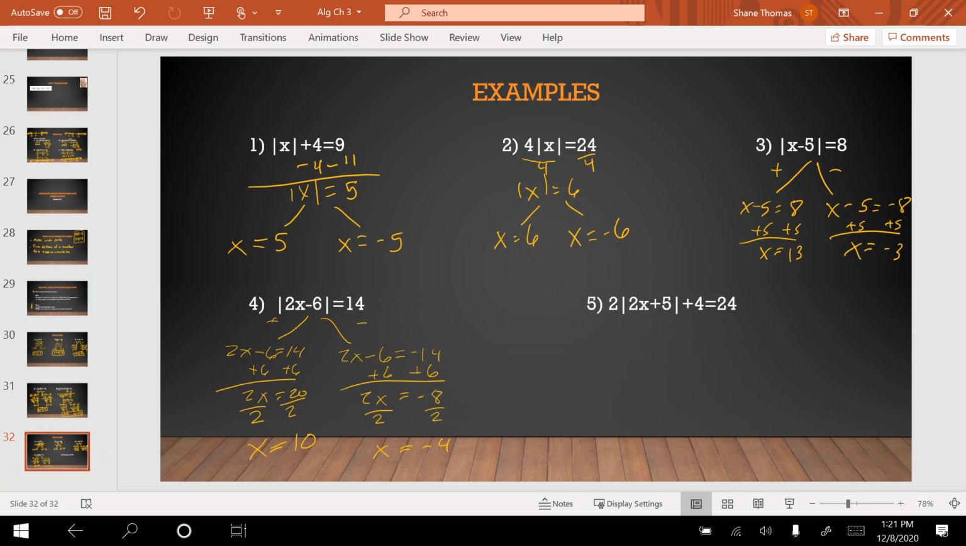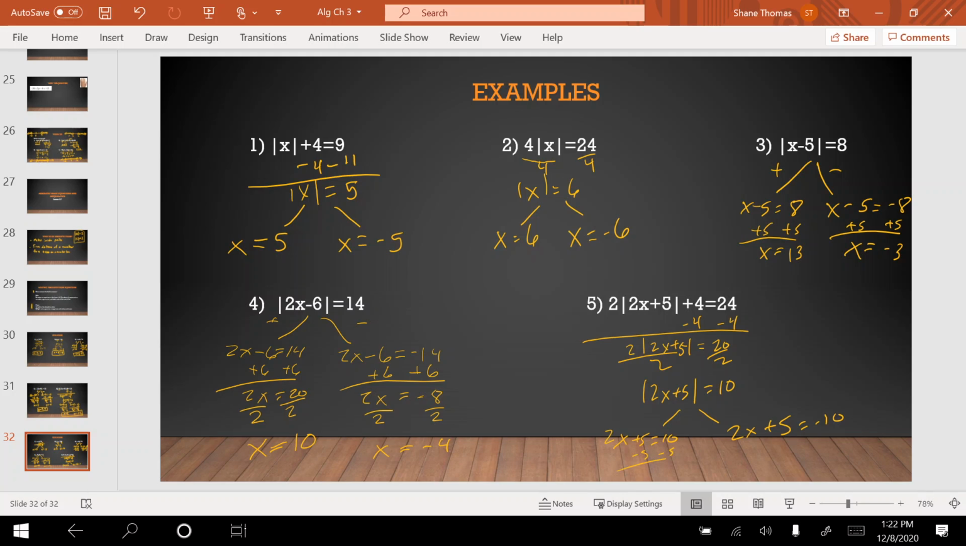This one's the toughie, right? So I have to subtract a 4 from both sides. I get 2x plus 5 equals 24 minus 4. What is 24 minus 4? 20. Good. Divide both sides by 2. So we have 2x plus 5 equals 10. We split it. So we have 2x plus 5 equals 10, and 2x plus 5 equals negative 10.